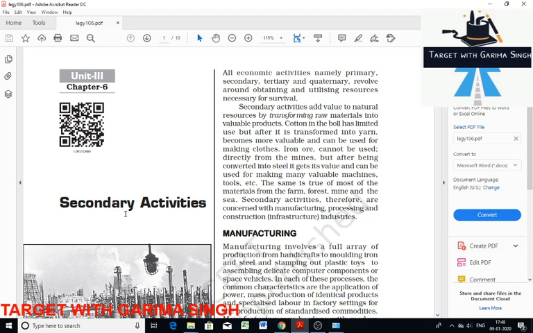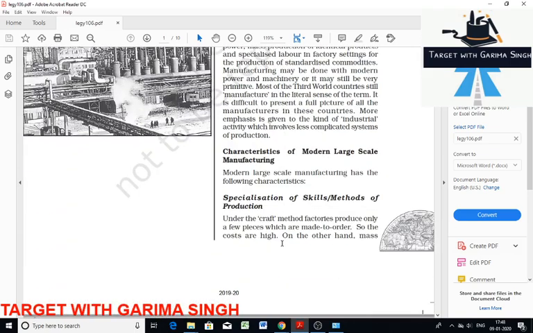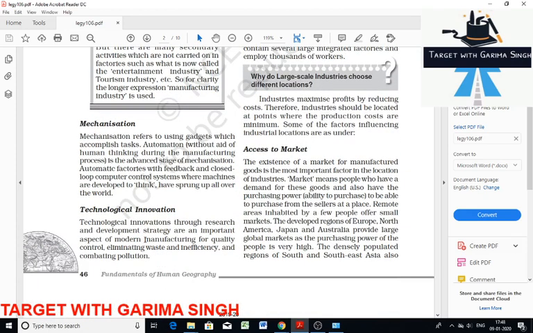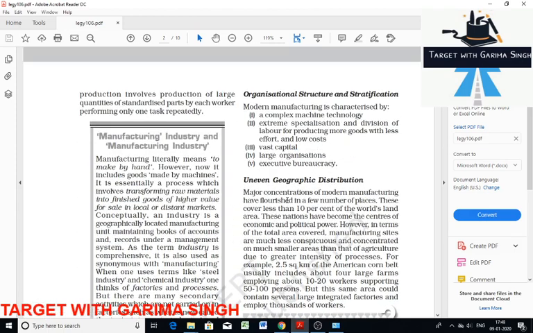Then there is mechanization. The industry uses automated processes or machines which do the major production. Then technological innovation: the latest technology is used and constant innovation is done to eliminate waste. Then there is organizational structure and stratification. Basically there is a proper structure for the goods produced, and there is stratification of that also.